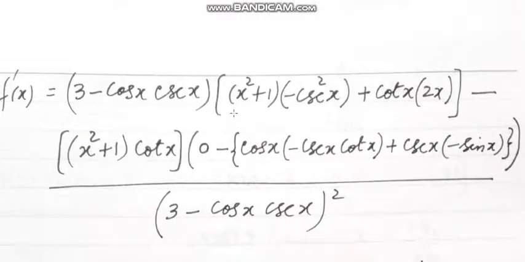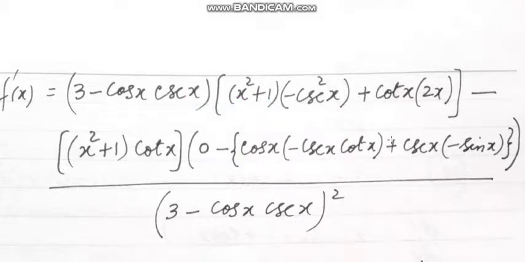Now look, for this, x² + 1 comes as it is, and the derivative of cot x is minus cosecant² x. Then cot x as it is, and the derivative of x² + 1 will be 2x, and the derivative of 1 will be 0. Minus this term as it is, then the derivative of 3 will be 0, minus cos x as it is, the derivative of cosecant x will be minus cosecant x cot x, then cosecant x as it is, and the derivative of cos x is minus sin x.